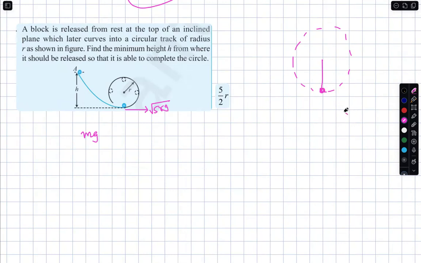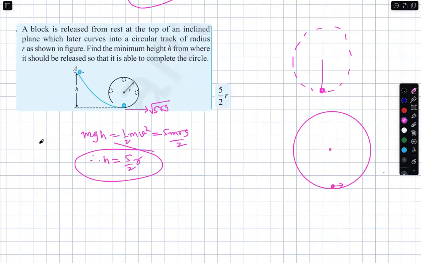In this case, as well as in this case, in both the cases, the situation is the same. To maintain vertical circular motion, you require root 5 rg at that point. So mgh is half mv square, so 5 mrg by 2. Therefore, h is equal to 5 by 2 r. Any doubts?